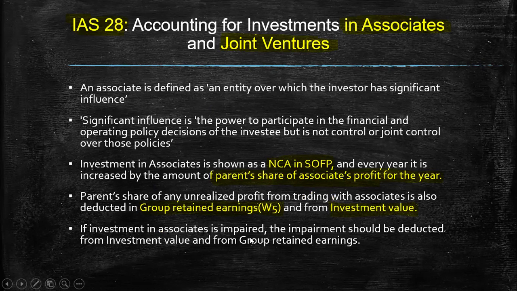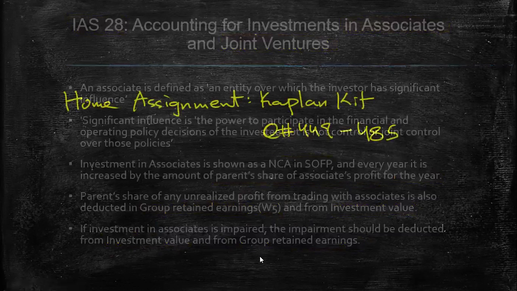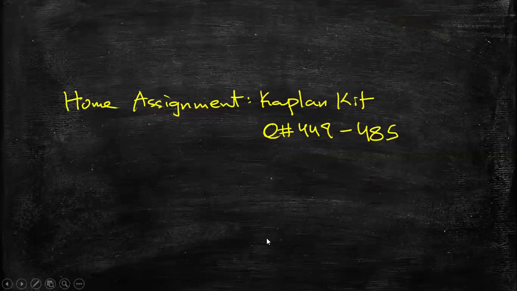Now, if investment in associate is impaired, which can happen, the associate may lose some of its value if it's not as popular or successful anymore. The impairment should be deducted from investment value and from group retained earnings. So, if you find any impairment given for your investment in associates, you should subtract that from the investment value that you're presenting in non-current assets in the statement of financial position, and you should also subtract this from your group retained earnings, since technically it is a loss on investment for you. So that is how you record an associate in your statement of financial position and statement of profit and loss.